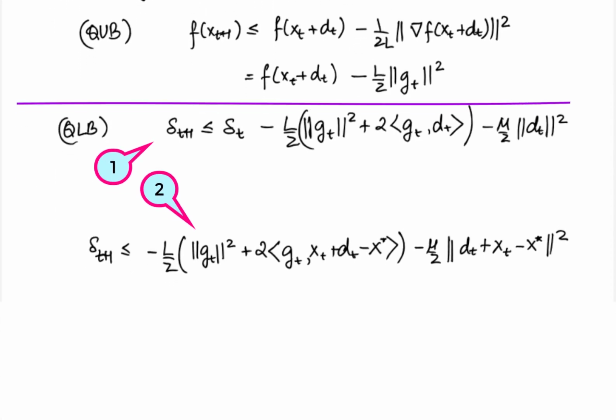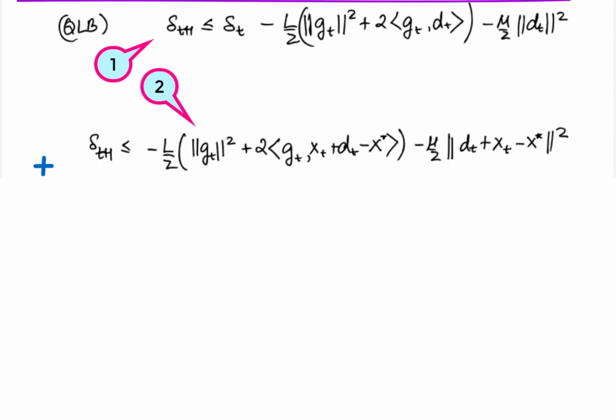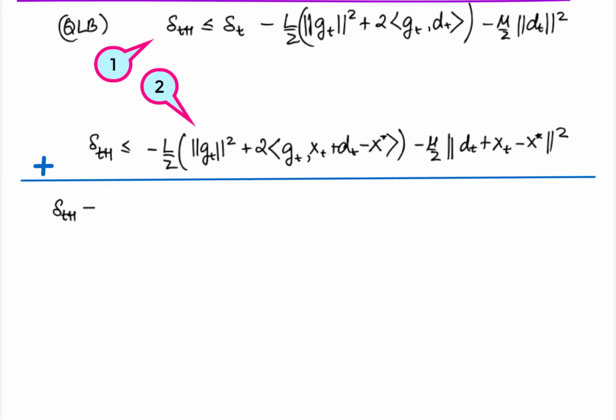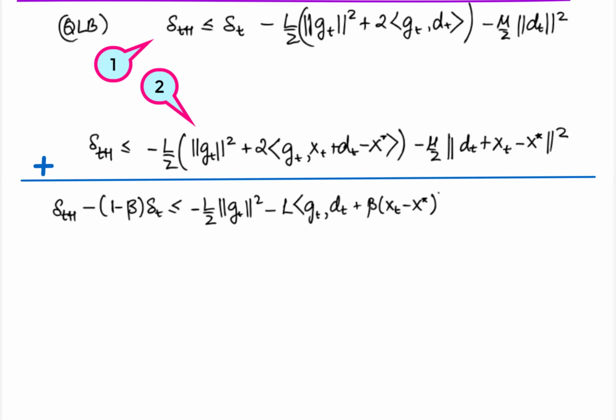As in the convex case, we can combine these inequalities to obtain delta t plus 1 minus (1 minus beta) delta t is less than or equal to minus L by 2 norm square of g_t minus L times inner product of g_t comma (d_t plus beta times (x_t minus x star)) minus mu times (1 minus beta) by 2 norm square of d_t minus mu times beta by 2 norm square of (d_t plus x_t minus x star).